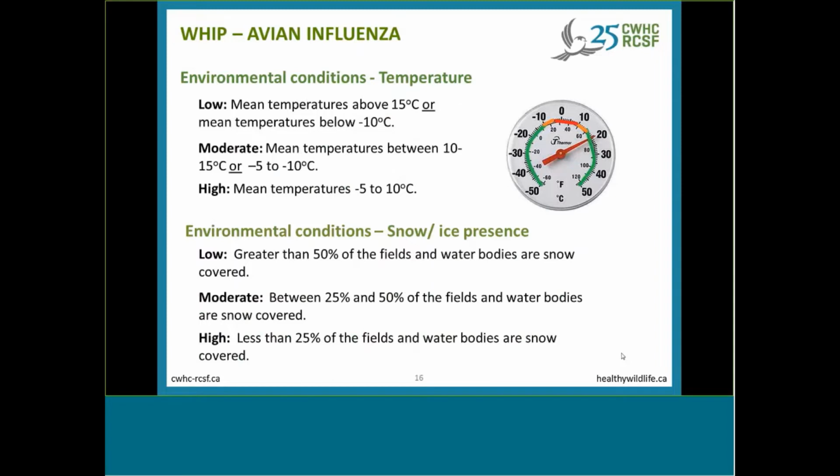Snow and ice presence: birds like open water and open fields so they can feed. So the low threat level was when 50% or more of the fields and the water bodies were snow covered. If a water body was snow covered, it was therefore assumed there was ice on it. Moderate was between 25 and 50%, and high was most of the fields and water bodies are open, so the birds are more likely to stick around.